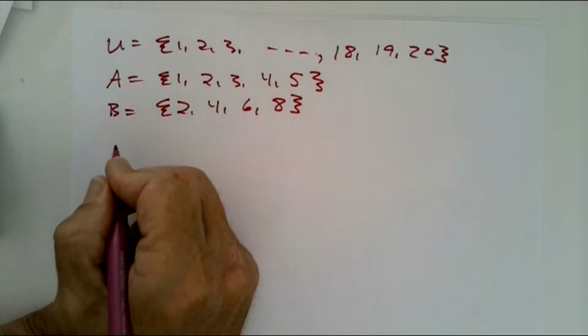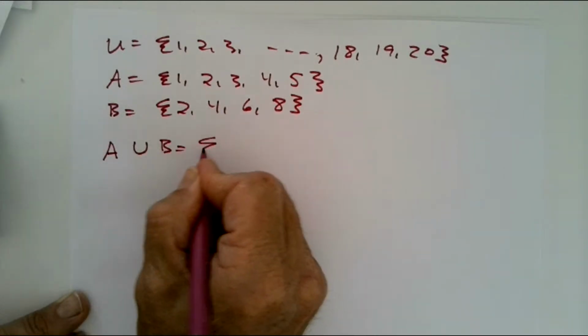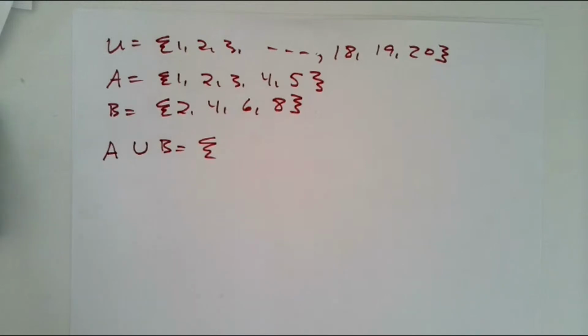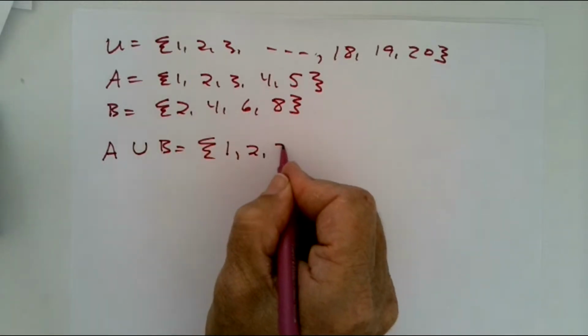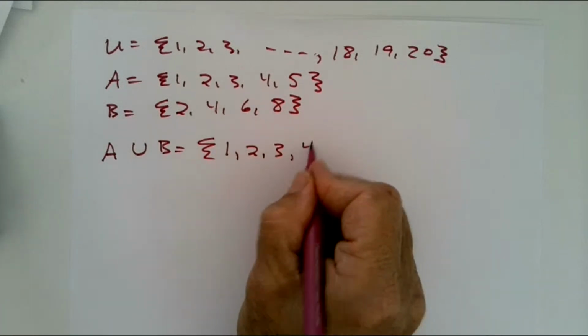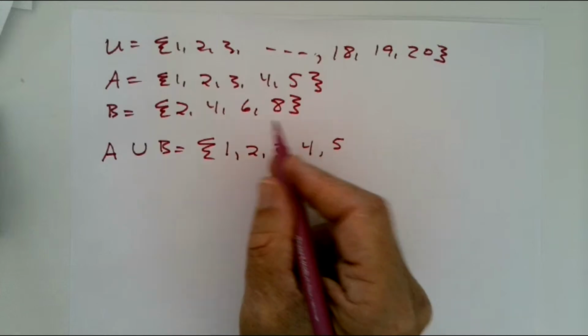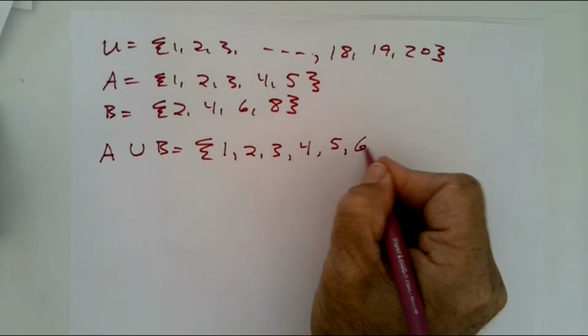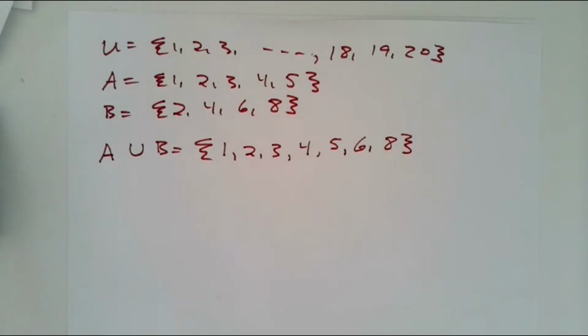Which items are in the union? Which items are in A union B? Which items are in one or the other or both? Well, 1 is in one or the other or both. 2 is in both, that counts. 3 is in the first one. 4 is in both, so that counts. 5 is in the first one. Anything else? Well, 6 is in the second one. 8 is in the second one. So those are all of the elements that are in one set or the other set or both. And that will conclude this lesson.